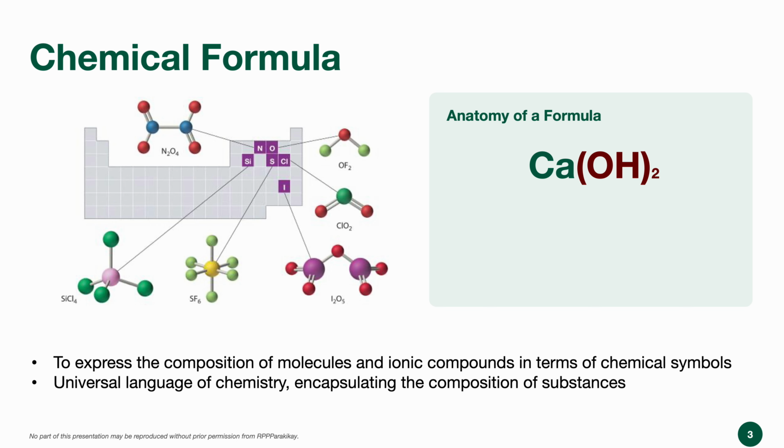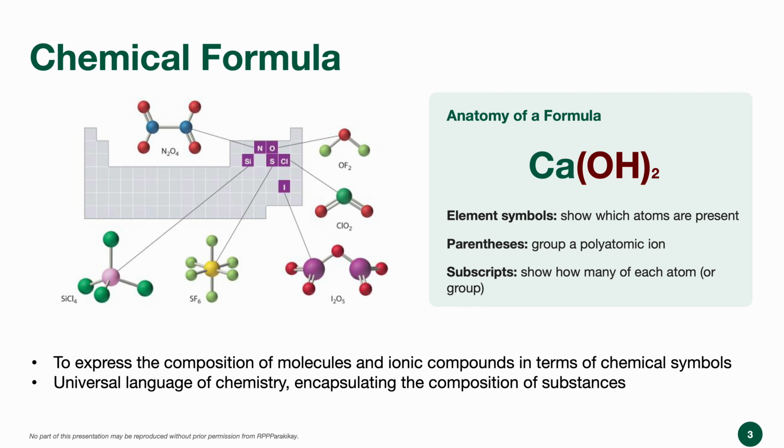For example, let's consider calcium hydroxide, Ca(OH)2. The symbol Ca denotes calcium, while O means that you have oxygen present in the formula and H is hydrogen. Then we have parentheses on OH that denote that hydroxide, or OH minus, is a polyatomic ion. And lastly, we have subscript 2, which indicates that there are two hydroxide units present per formula unit.